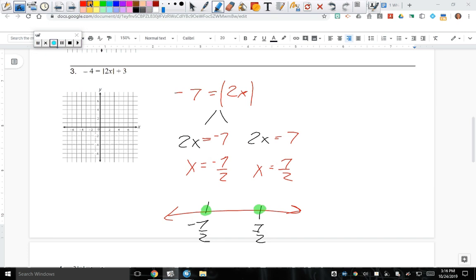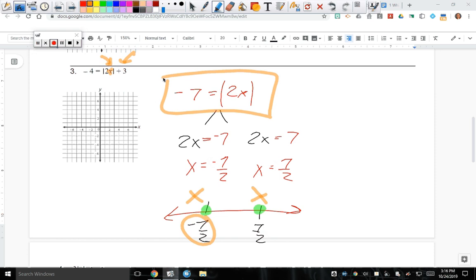If I put this right here, what's -7/2 times 2? -7. Absolute value? +7. +7 plus 3? 10. It's not -4. So this one did not work. My bad. Okay? Watch with me. 7/2. If I plug it in here, what's 7/2 times 2? 7. Absolute value? 7 plus 3? 10. It's not going to work.